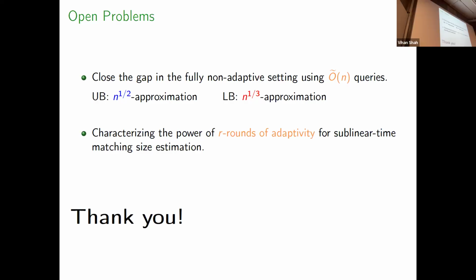But for matching size, now I think that maybe the answer might even be somewhere in the middle. Because you don't have to do the same things you're doing for outputting the matching. You can look at some statistics to figure out something about the size, and maybe you can beat the square root approximation that I showed you. So right now, I have no idea.